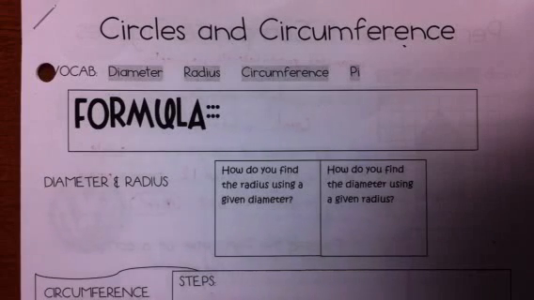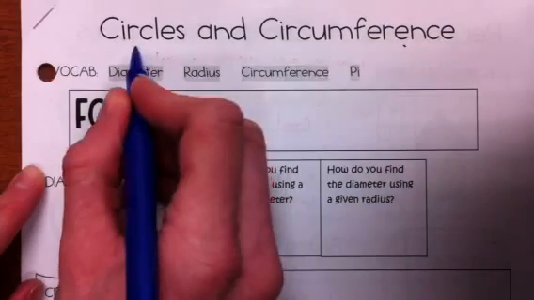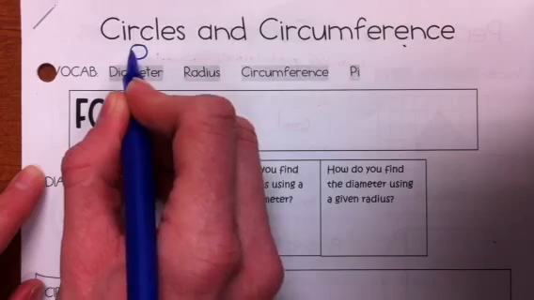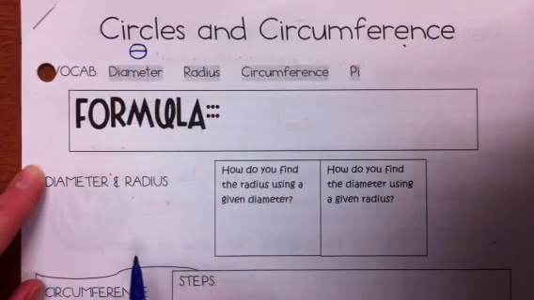Okay, class, starting in on circles and circumference. First of all, our vocab should have defined these earlier today, but the diameter is basically all the way across the circle. So if you have a circle, the diameter is the distance across, and it goes through the middle, which is called the center of the circle.